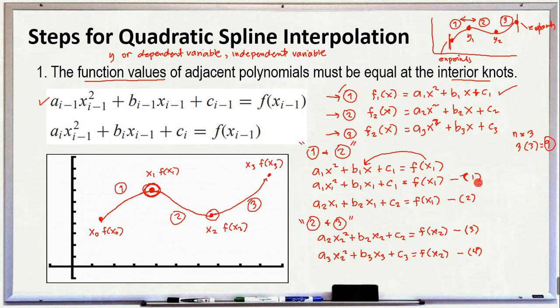How many equations have we identified so far? So 9 minus 4 equals 5. We need 5 more. So let's proceed to the next step.